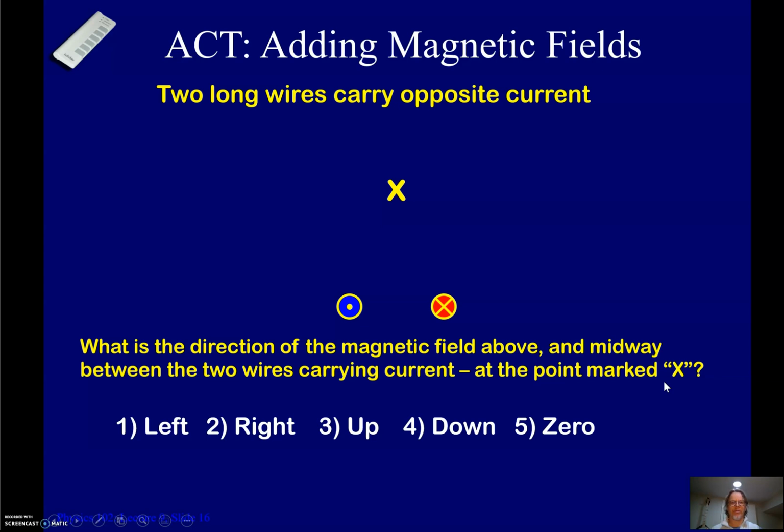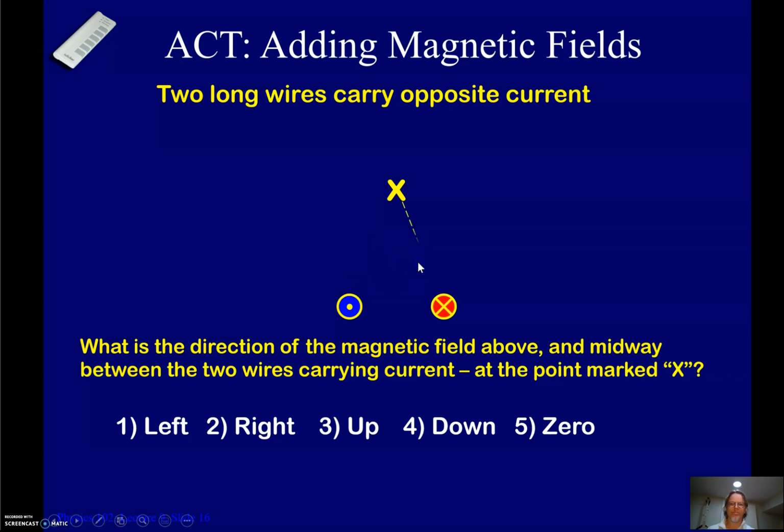We just have a few minutes left. We're going to go into a third video on this, it looks like. So what if two long wires carry the opposite current? What is the direction of the magnetic field above there? Pause for a moment. And when you're unpaused, let's take a look at forces.